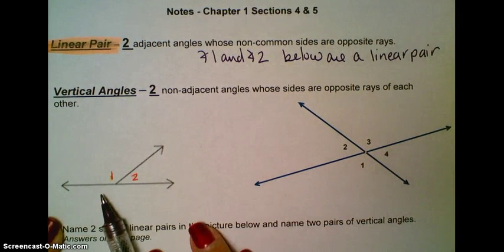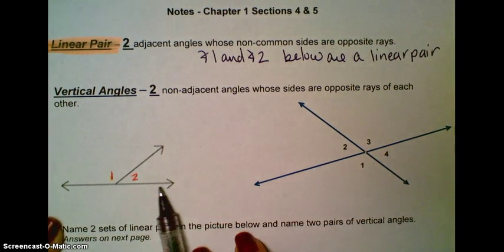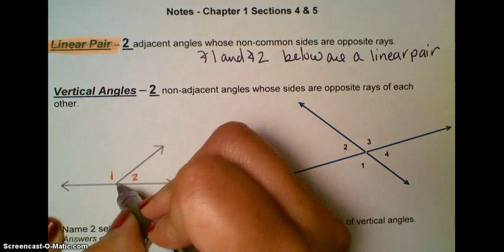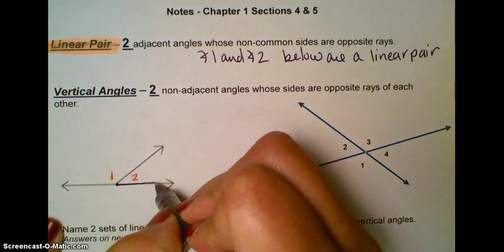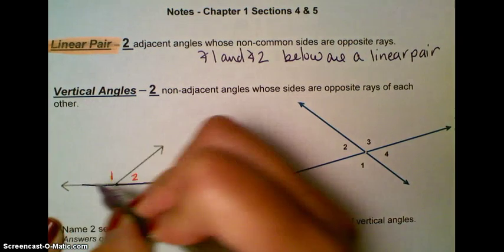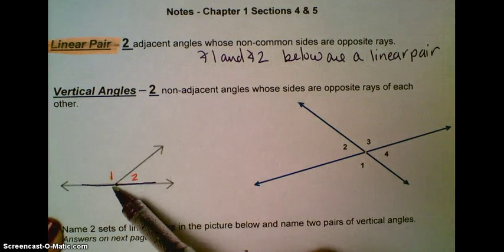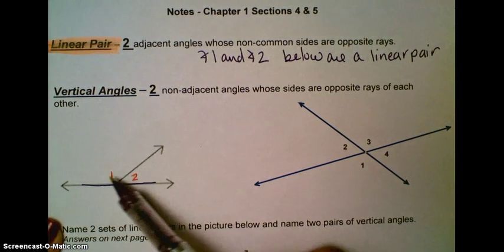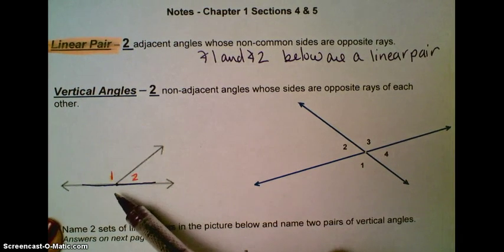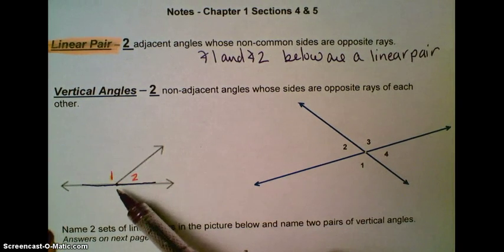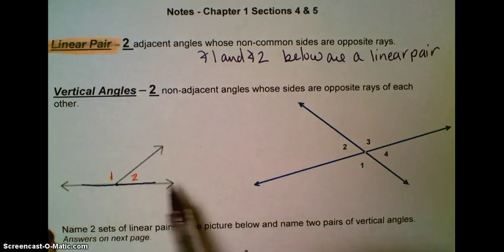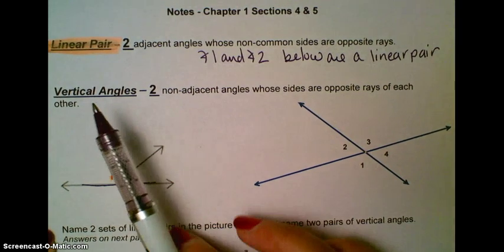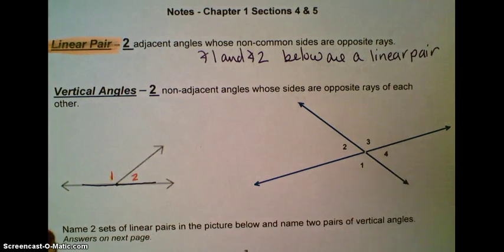And the picture you want to think of is, again, this straight line. So here are the two non-shared sides that are opposite rays. And again, they're forming a line, and then you have your 1 and 2 here, your adjacent angles, okay? So adjacent angles, and they again form a line, hence the name linear pair.